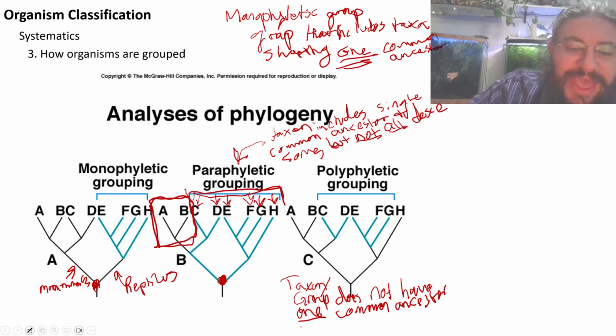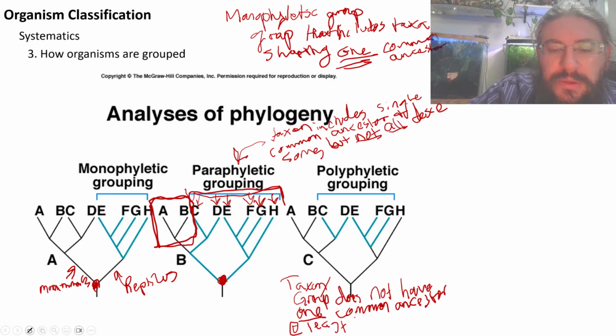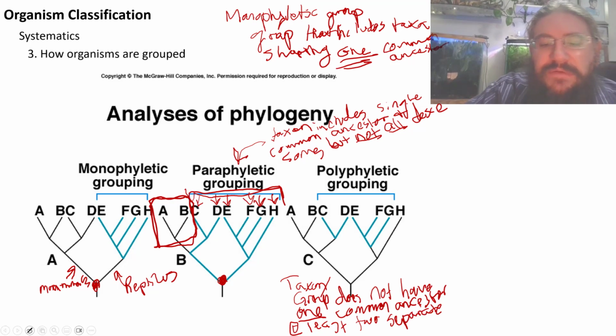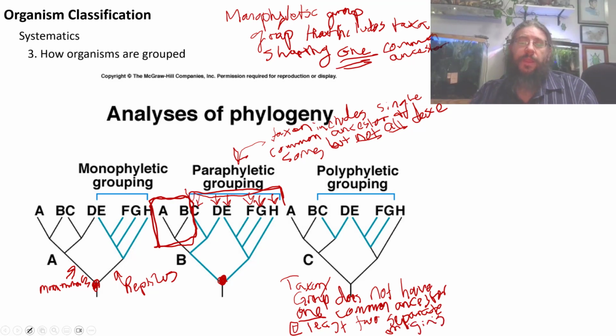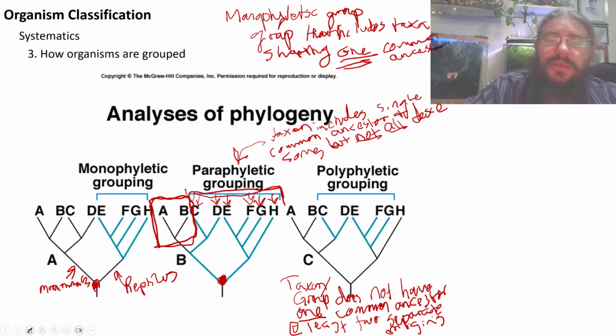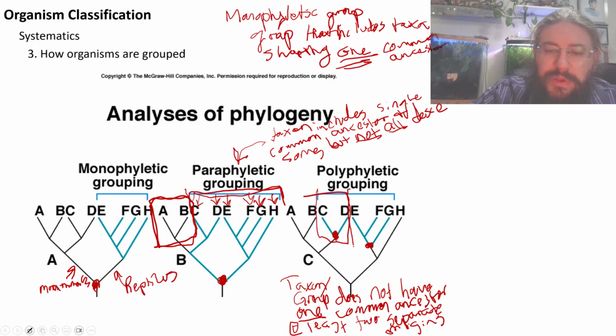And so we have at least two separate evolutionary origins. So that's polyphyletic. So here, this is C and D. And then here is E, F, and G, right? So in this case, our taxon, our frame of reference, is just this group and this group.